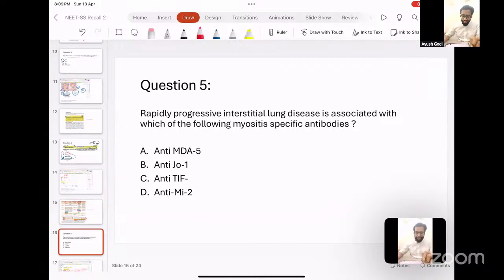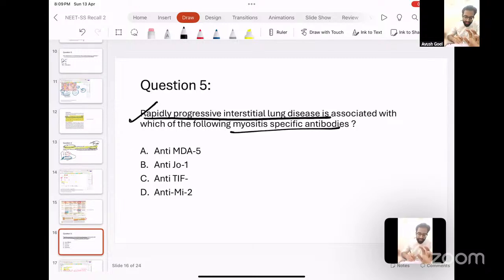The next question again that was on ILD was that the patient had a rapidly progressive interstitial lung disease. Which of the following antibodies or myositis antibodies is associated with a rapidly progressive ILD? And there were 4 antibodies, all of which are associated with myositis, given as the choices.